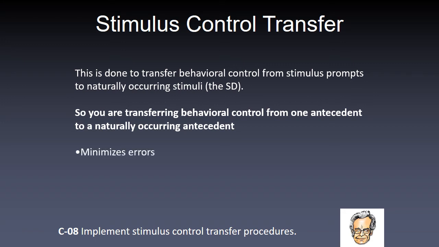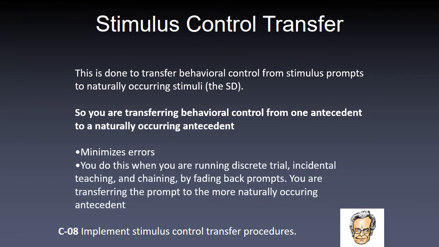This minimizes errors, and it is something that you're doing throughout the session. This isn't something you just say, oh, I'm going to do this. It's something you're always doing when you're systematically fading back prompts. You do this when you are running discrete trials, incidental teaching, chaining, basically any program, by fading back those prompts. You are transferring the control of the prompt to the more naturally occurring antecedent, the instruction. So to illustrate this, let's go back to our elephant example.